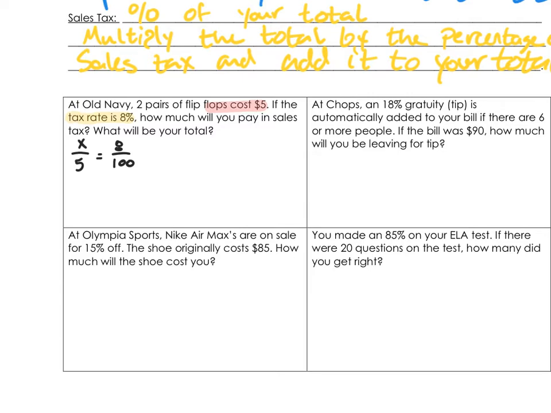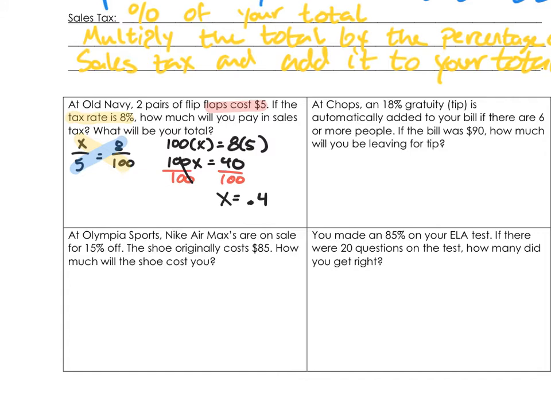Okay, good. All right, so I'm here to figure out how much that 8% sales tax would be. I've got to solve this proportion. Well, to solve this proportion, I would want to cross multiply. You get 100 times X is equal to 8 times 5. This would give you 100X is equal to 40. Divide both sides by 100. And watch what you would get out. You would get X is equal to 0.4.